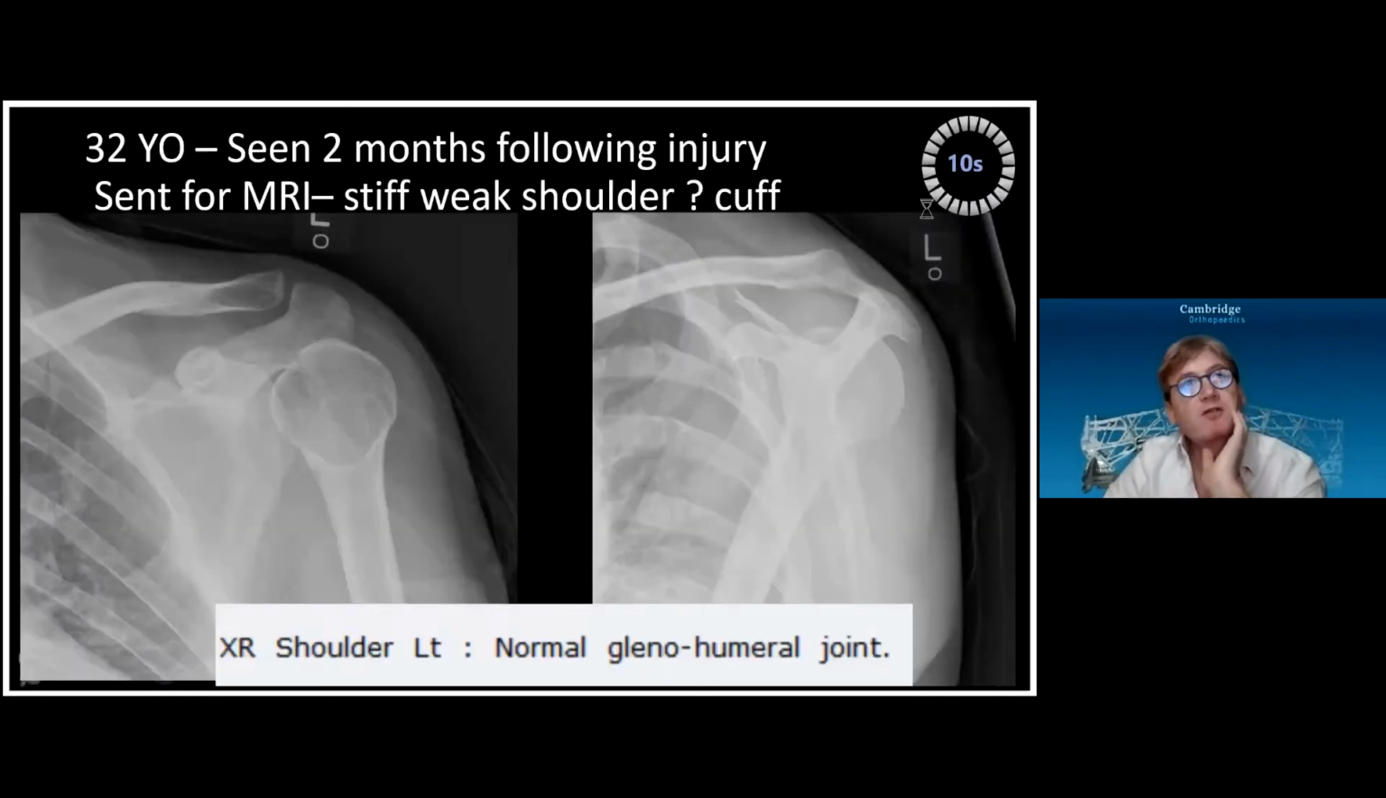Here we see the radiographs of a 32-year-old, 2 months following their injury. They were seen in a shoulder clinic and in fact sent for an MRI because of a stiff, weak shoulder and possibly a cuff tear. I'm going to give you 10 seconds. Report says that it's normal.